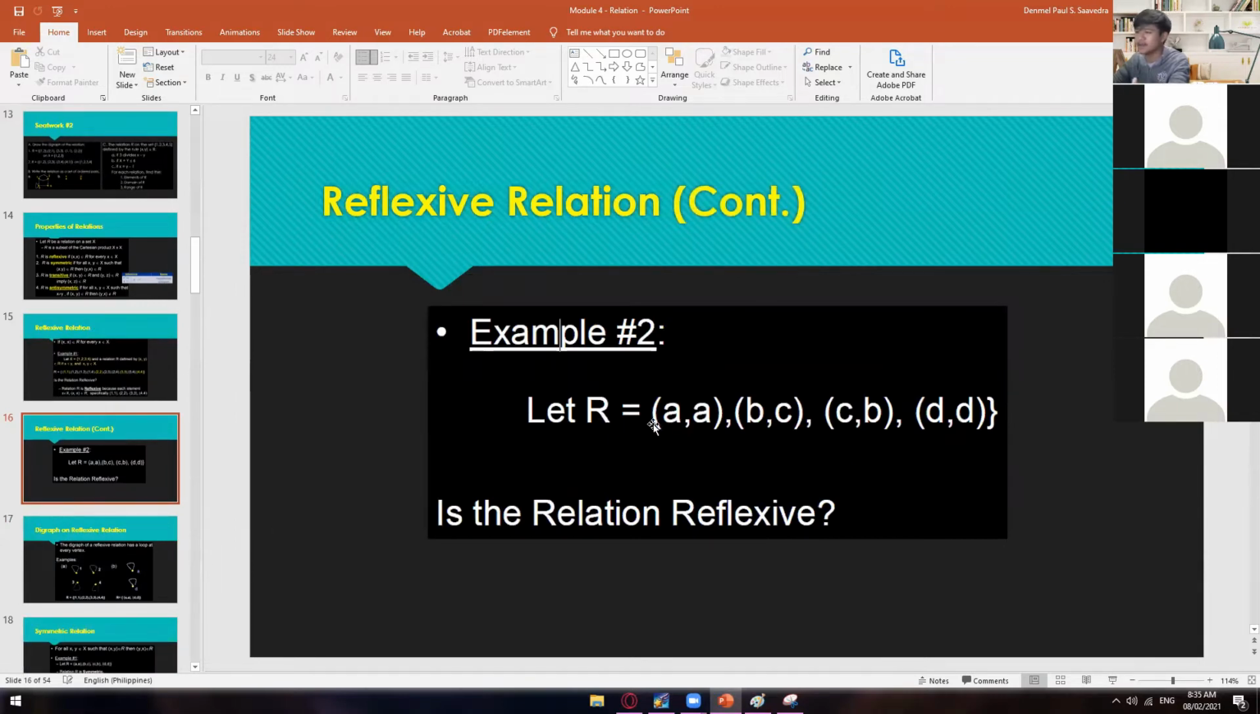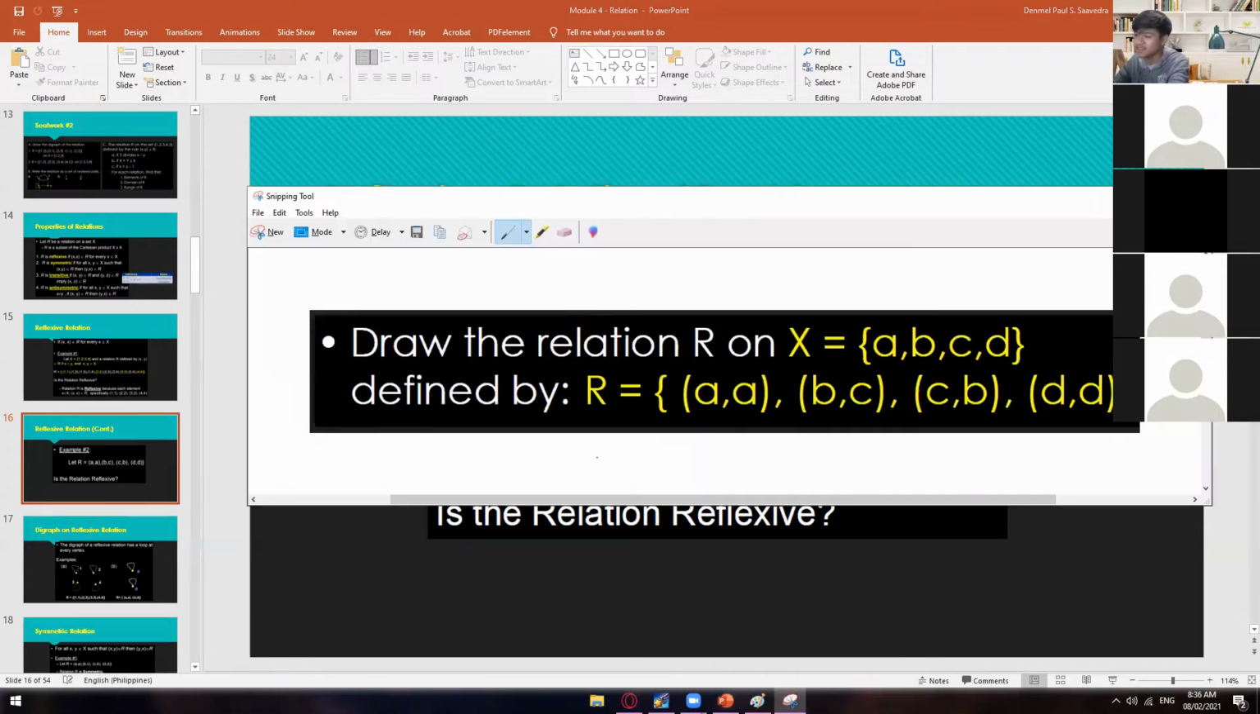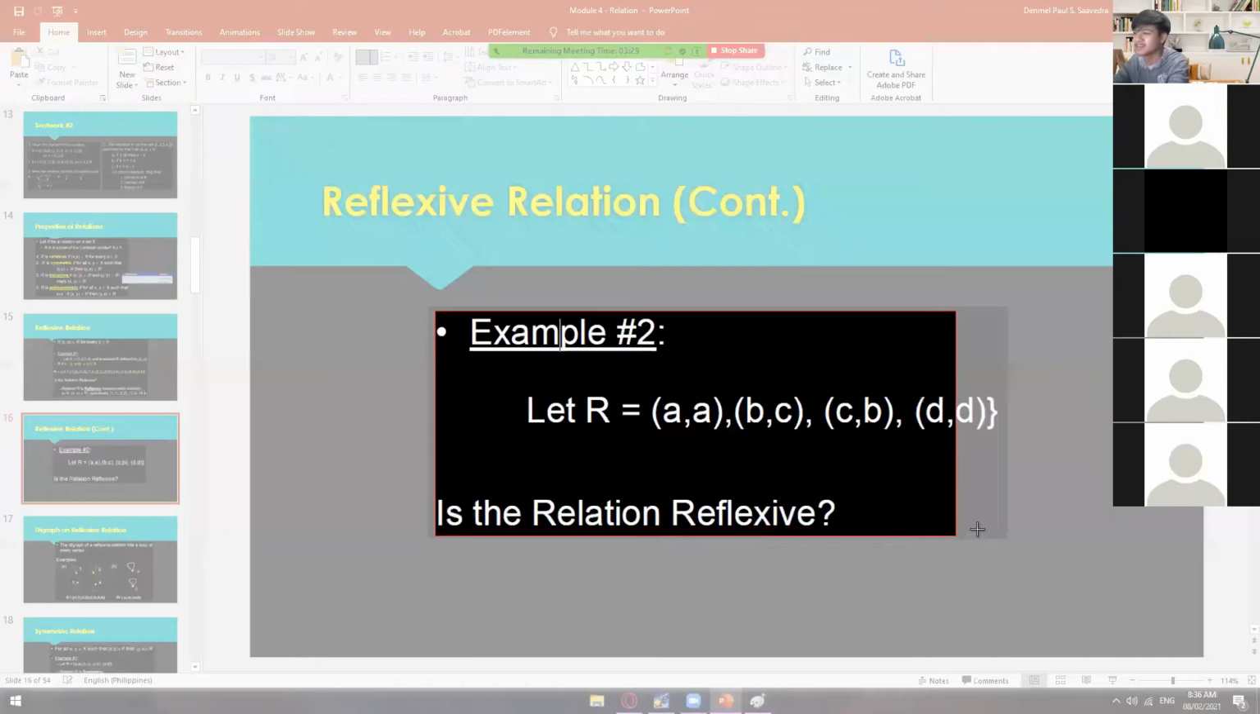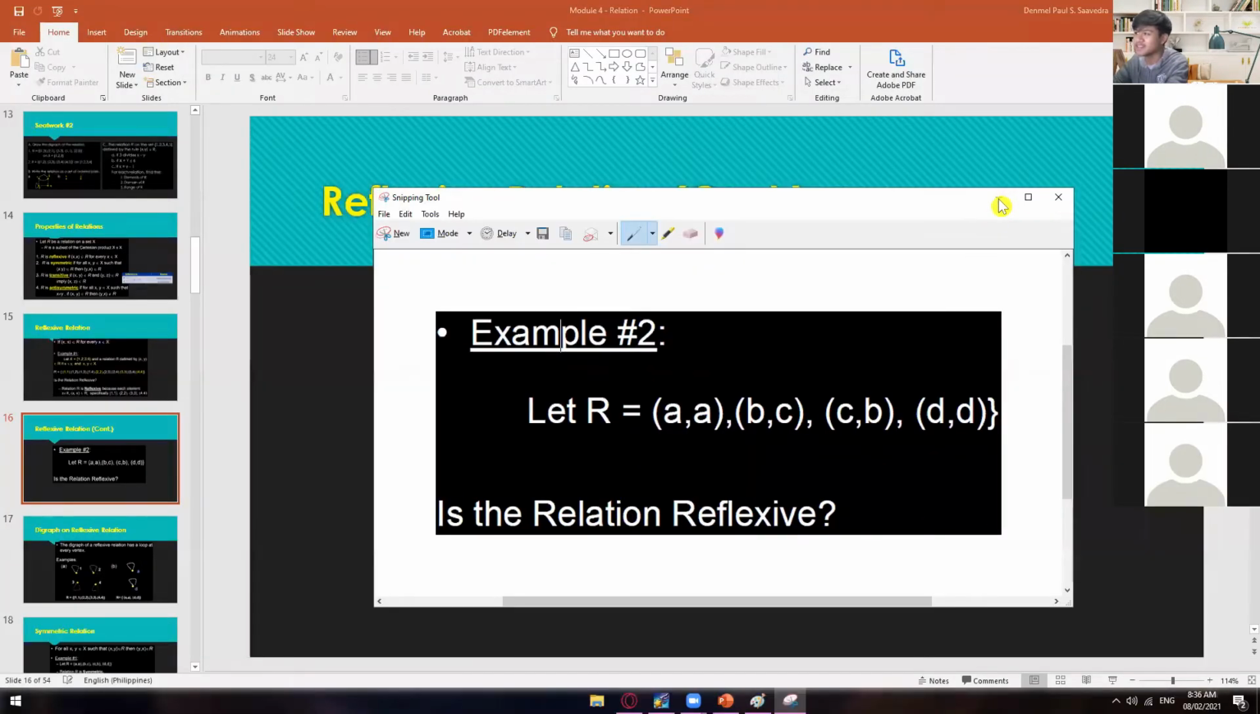All right, we have here another example. Let R be AA, BC, CB, and then DB. Is this relation reflexive? Yes, sir. What are the elements in our relation? A, B, C, D.